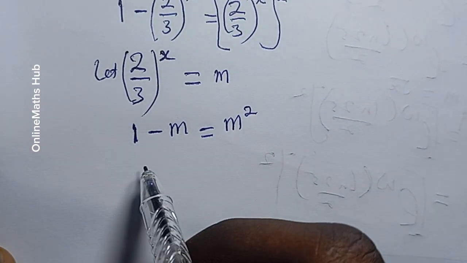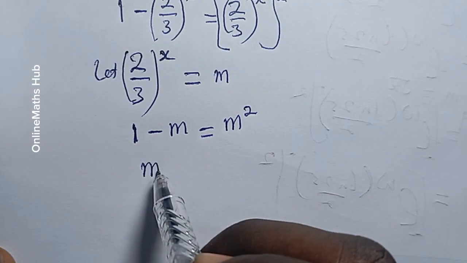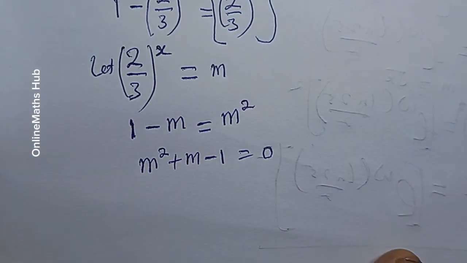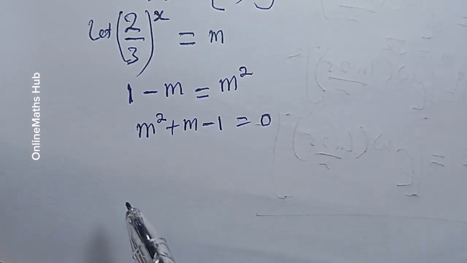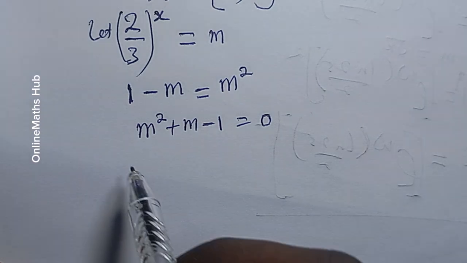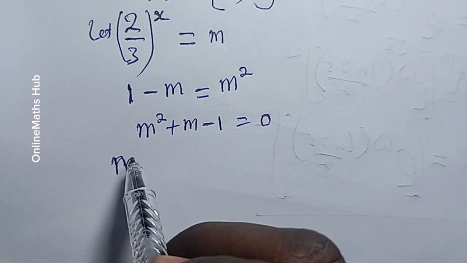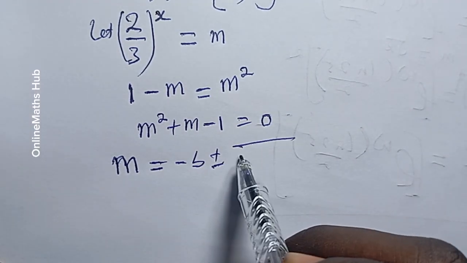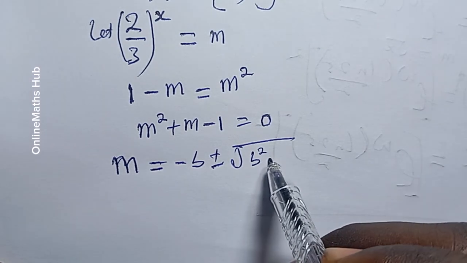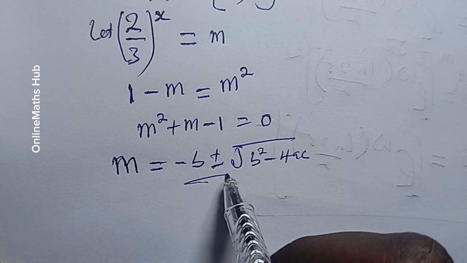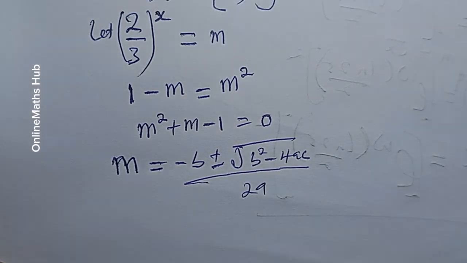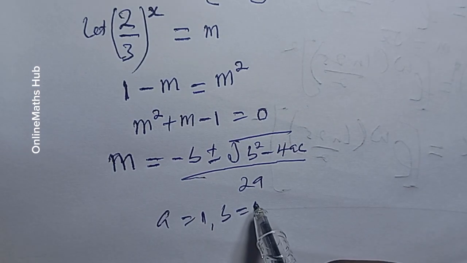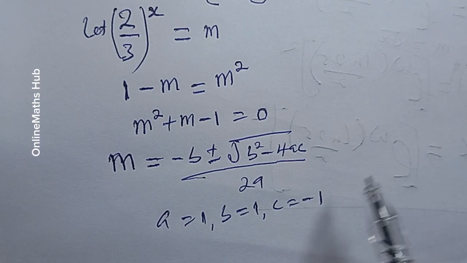So if I rearrange everything, I'm going to be having that m squared plus m minus 1 is equal to 0. And of course you can see that this is not factorizable, so we're going to be using the formula method to solve this, and in that case m is equal to negative b plus or minus the square root of b squared minus 4ac, and all divided by 2a. And of course in this case a is equal to 1, b is also equal to 1, and c is equal to negative 1.